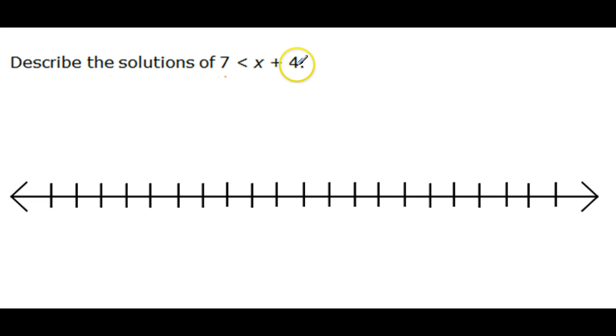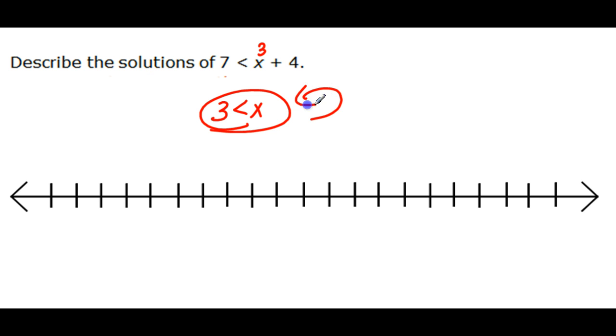What plus 4 is equal to 7? Well, we know that that's 3. Okay? It's a little more difficult to solve sometimes when the variable's on the back side. But basically what you've got here is that x has got to be greater than 3. I always like to take this and flip it over and rewrite it as x is greater than 3. This actually says 3 is less than x, which is the same thing as x is greater than 3.